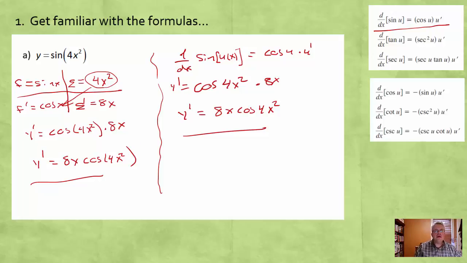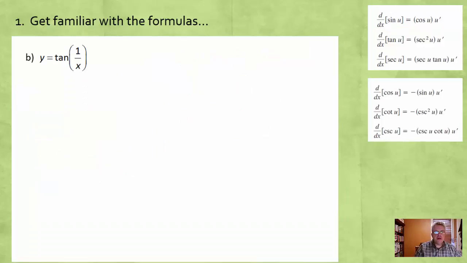All right, let's try this again. Here's another function, and I'm going to do it both ways. So we have tangent of 1 over x. This one's a little bit more difficult, but we can do this. So if we use the table to apply the general chain rule, f would be tangent of x. That's the outer function. The inside function is 1 over x. F prime would be secant squared of x.